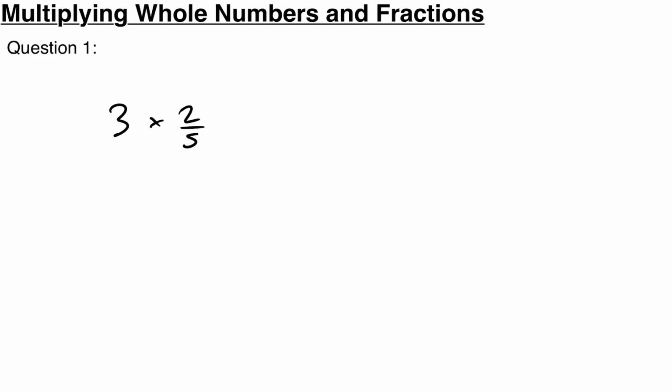Well, our first step is going to be to convert 3 into a fraction as well. So 3 times 2 over 5 is the same thing as 3 over 1 times 2 over 5. And so now that we have two fractions, we can simply multiply the numerators and the denominators. And since we're multiplying, we don't need a common denominator. So 3 times 2 is going to be equal to 6, and then 5 times 1 is going to be equal to 5. And so our answer is 6 over 5, which is an improper fraction.